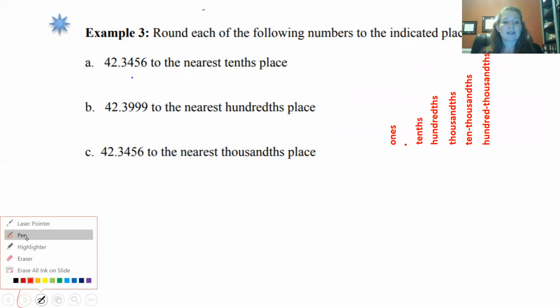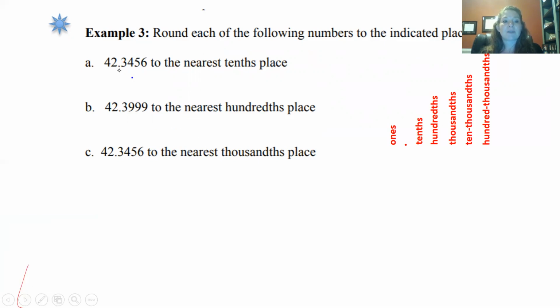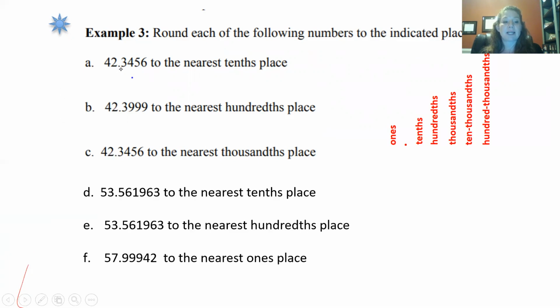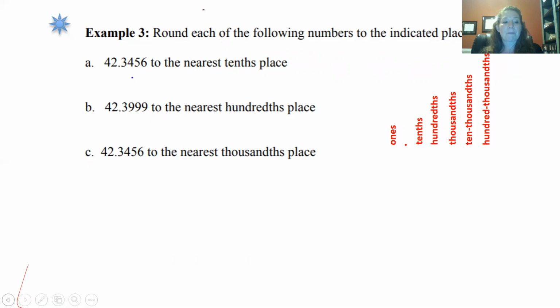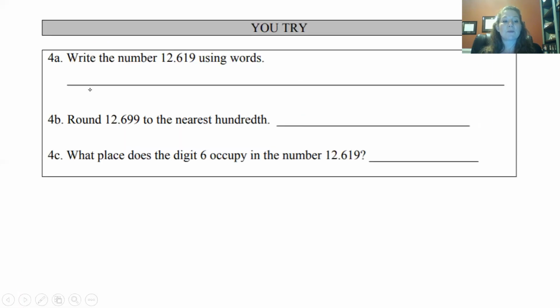Okay, so we have the 3 is in the tenths place. The 3 is in the tenths place. And so we're going to look at the number to the right of it. The number to the right of the tenths place is a 4.